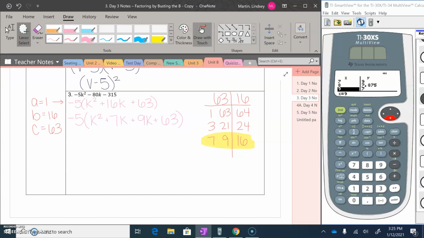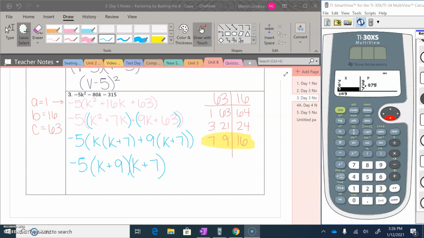Pause the video here and complete your problem with factoring by grouping. Here is your final answer. Take a moment to check your work. Notes will continue in part 2.